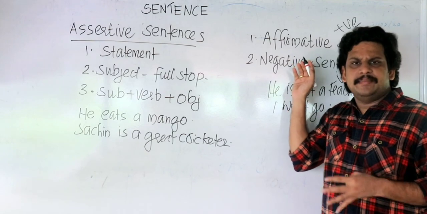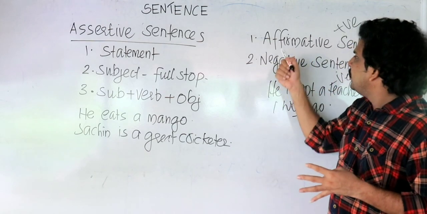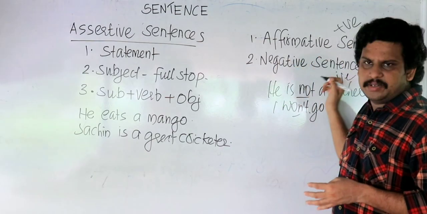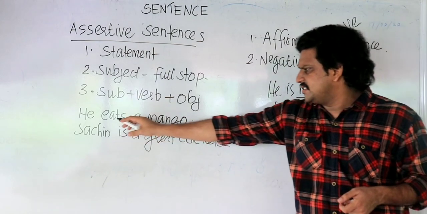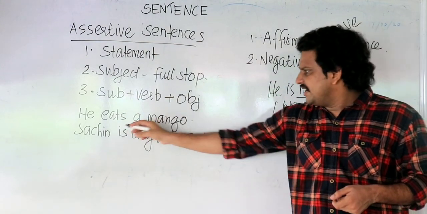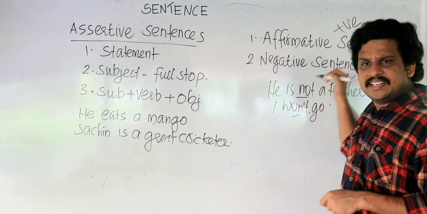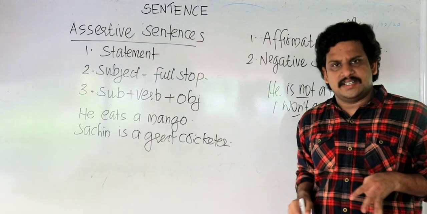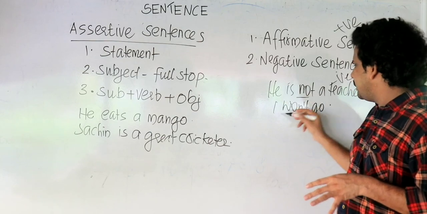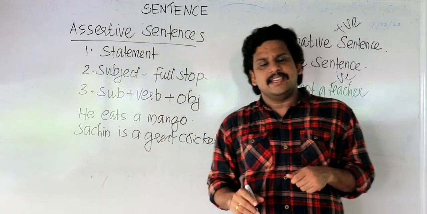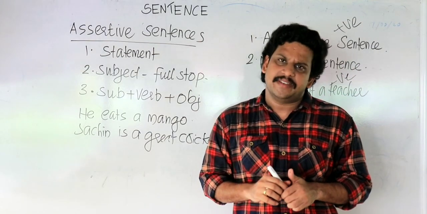Then they can be further classified into two: affirmative sentence and negative sentence. Affirmative sentences are positive sentences. He eats a mango, positive. He doesn't eat a mango, negative sentence. So negative sentences are those which consist of negative words. For example, he is not a teacher, I won't go, nothing is impossible. All these are examples of negative sentences.